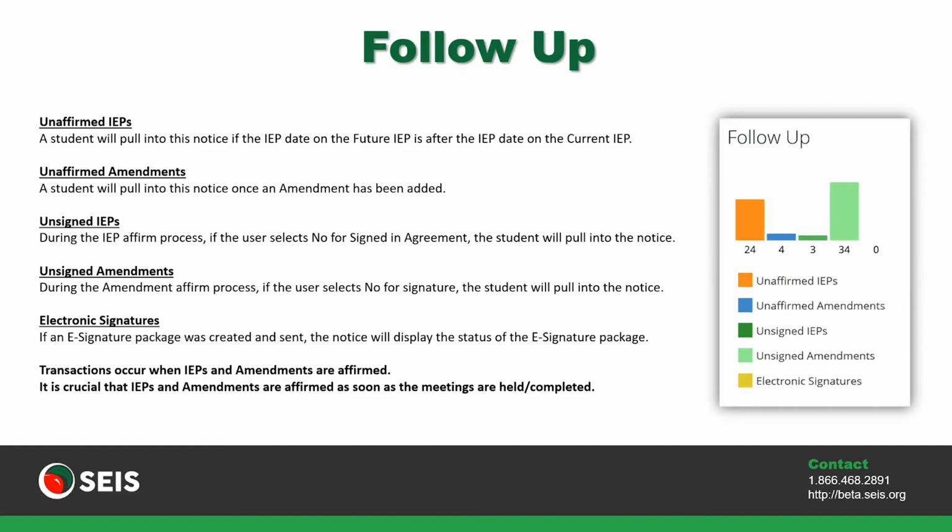Unaffirmed amendments, same deal. You created an amendment, it just hasn't been affirmed. Unsigned IEPs. During that affirm process, you went in, you affirmed it, but you selected no for parent signature. So the student is going to pull into that. On that one, you can go to the current IEP once you've gathered the signature and just change that no to a yes. And we'll cover that soon. Unsigned amendment, same deal. You just selected no for parent signature.